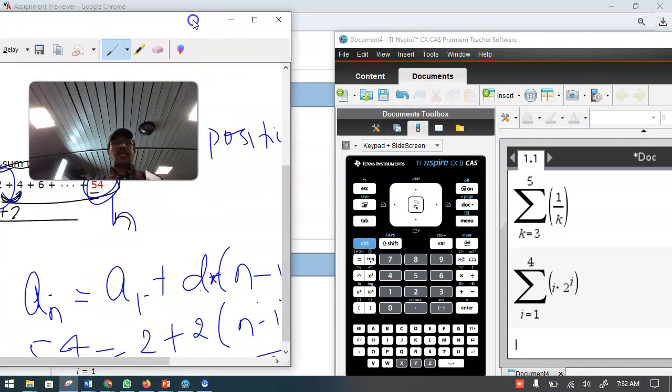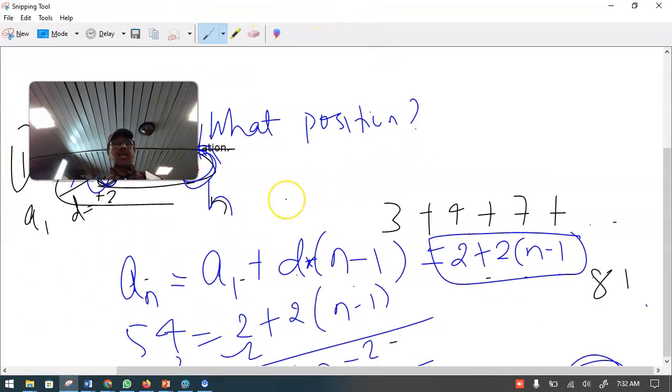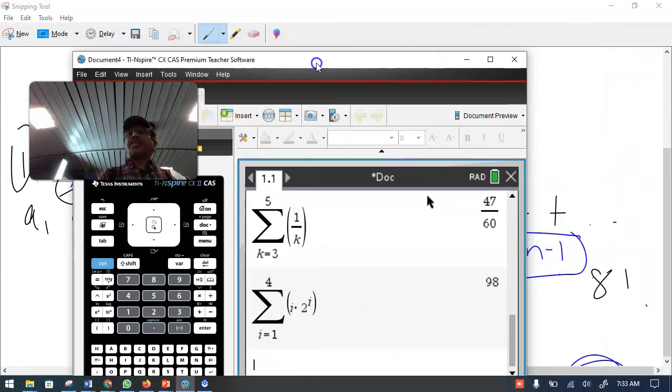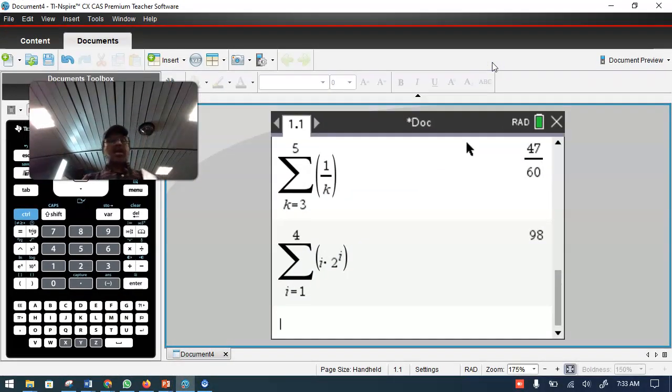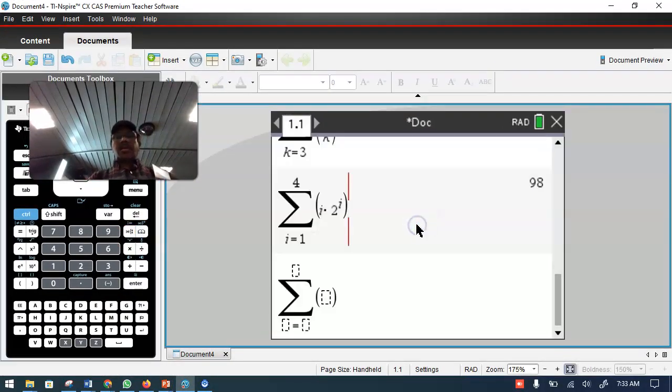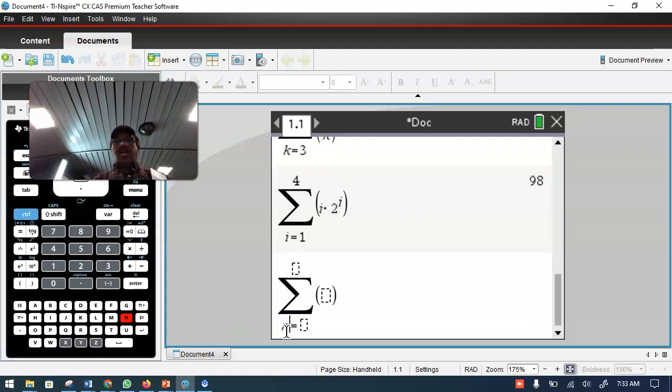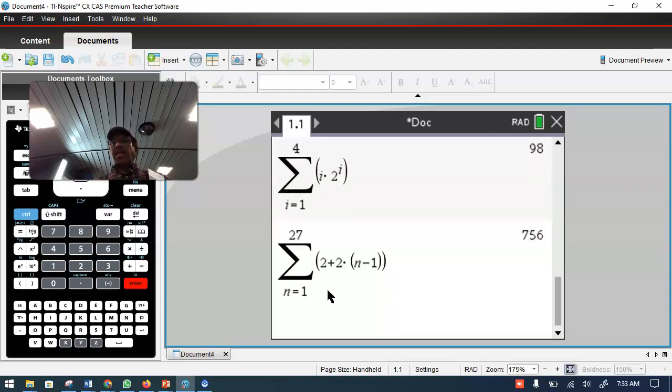Let's see if I can put this. Okay, now I'll go directly to it. So let me start with this. Here I put n, as I say, it could be n or anything, 1 to 27, because we have seen you are adding a total of 27 terms, and here it was 2 plus 2 times n minus 1. Okay, and you enter, get the answer. So simple. That's all you're supposed to do.